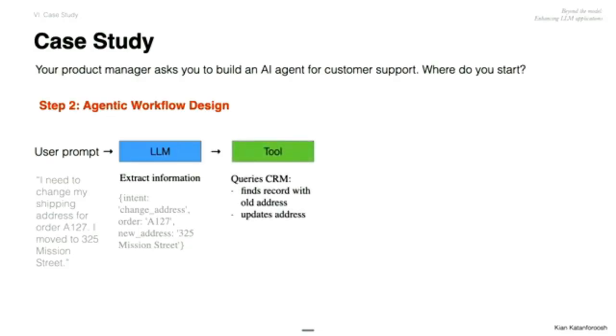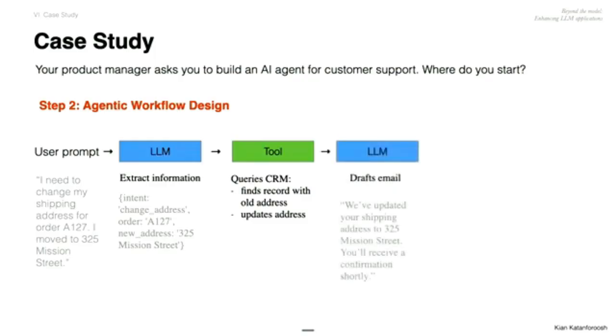The next step it feels like you need a tool, because you're actually going to have to look up the database and also update the address. So that might be a tool, and you might have to build a custom tool for the LLM to say, let me connect you to that database, or let me give you access to that resource with an MCP. After that, you probably need an LLM again to draft the email.